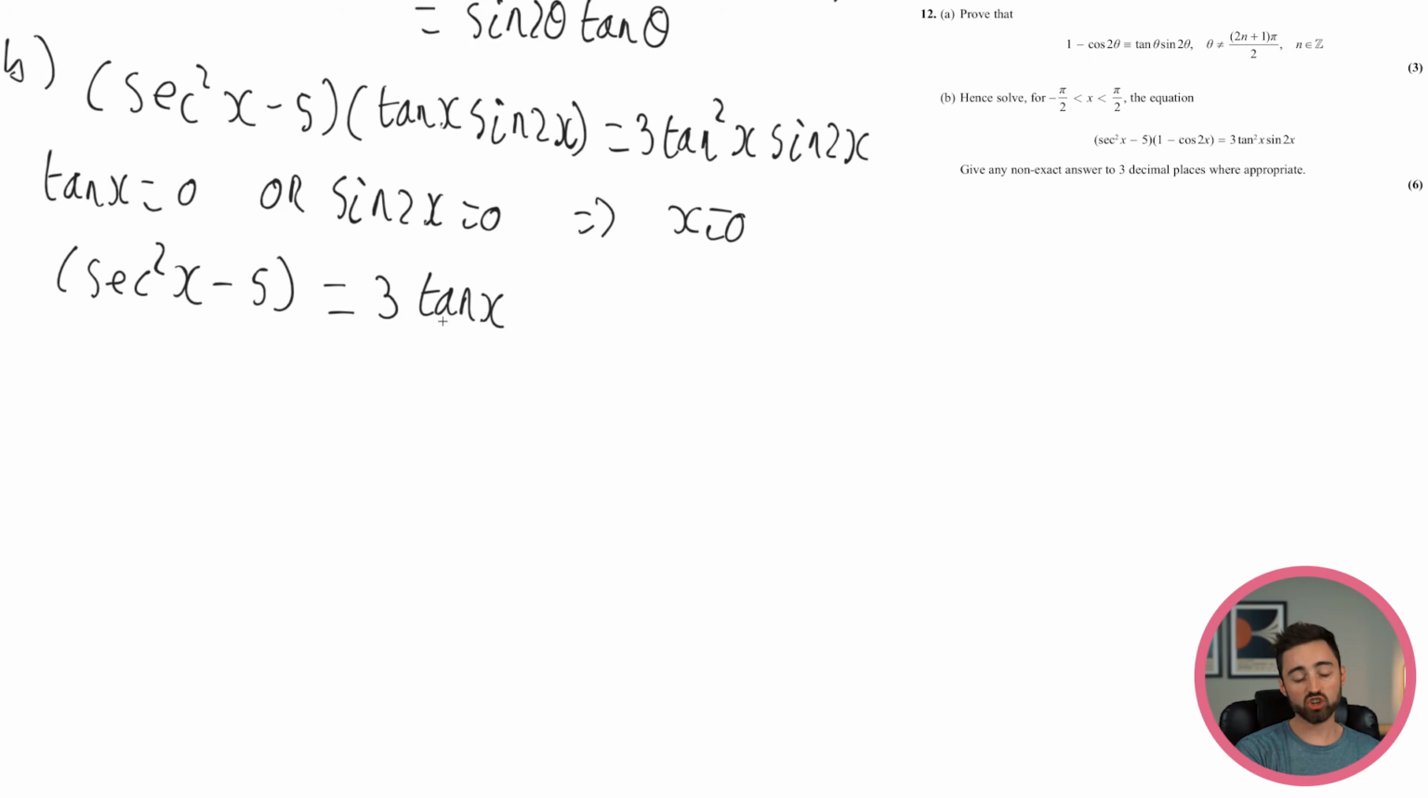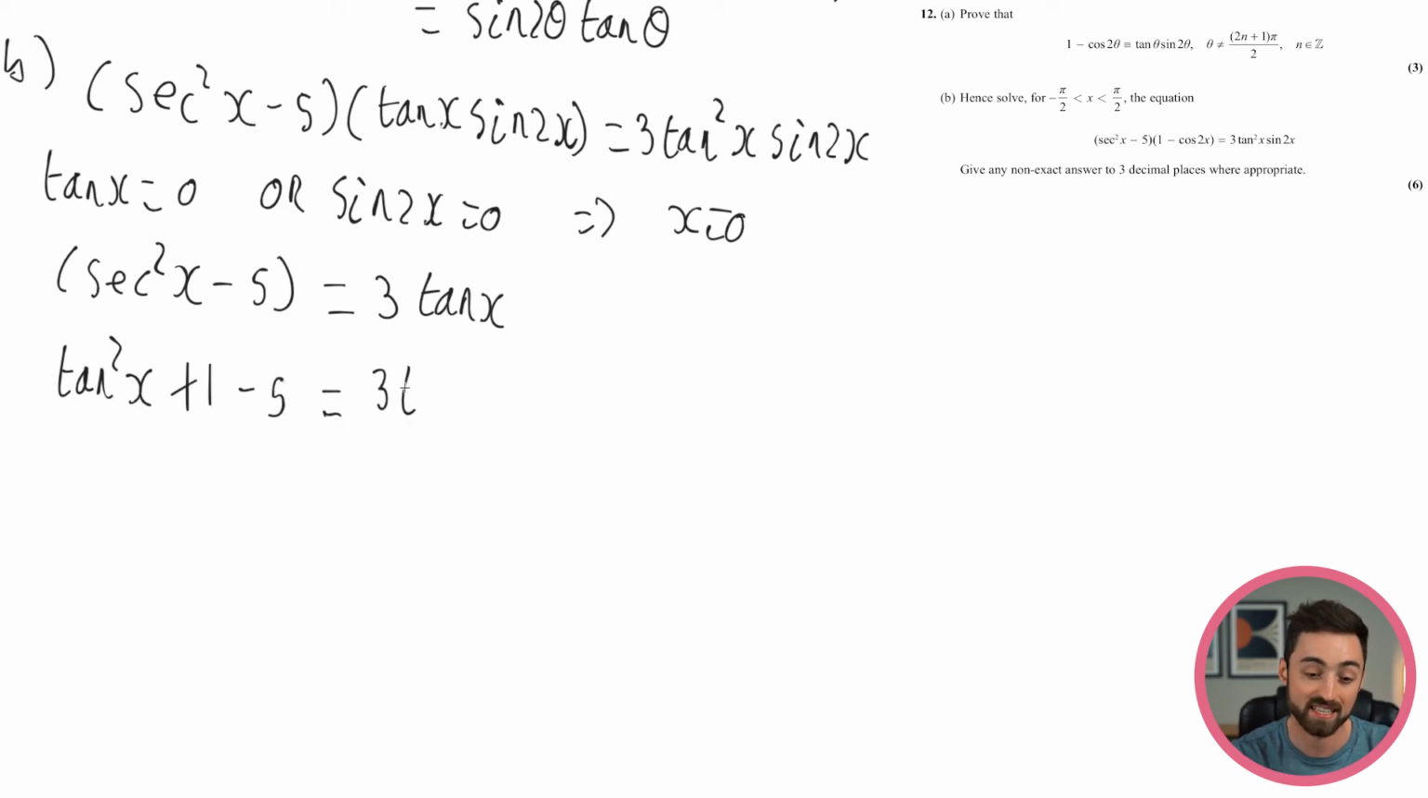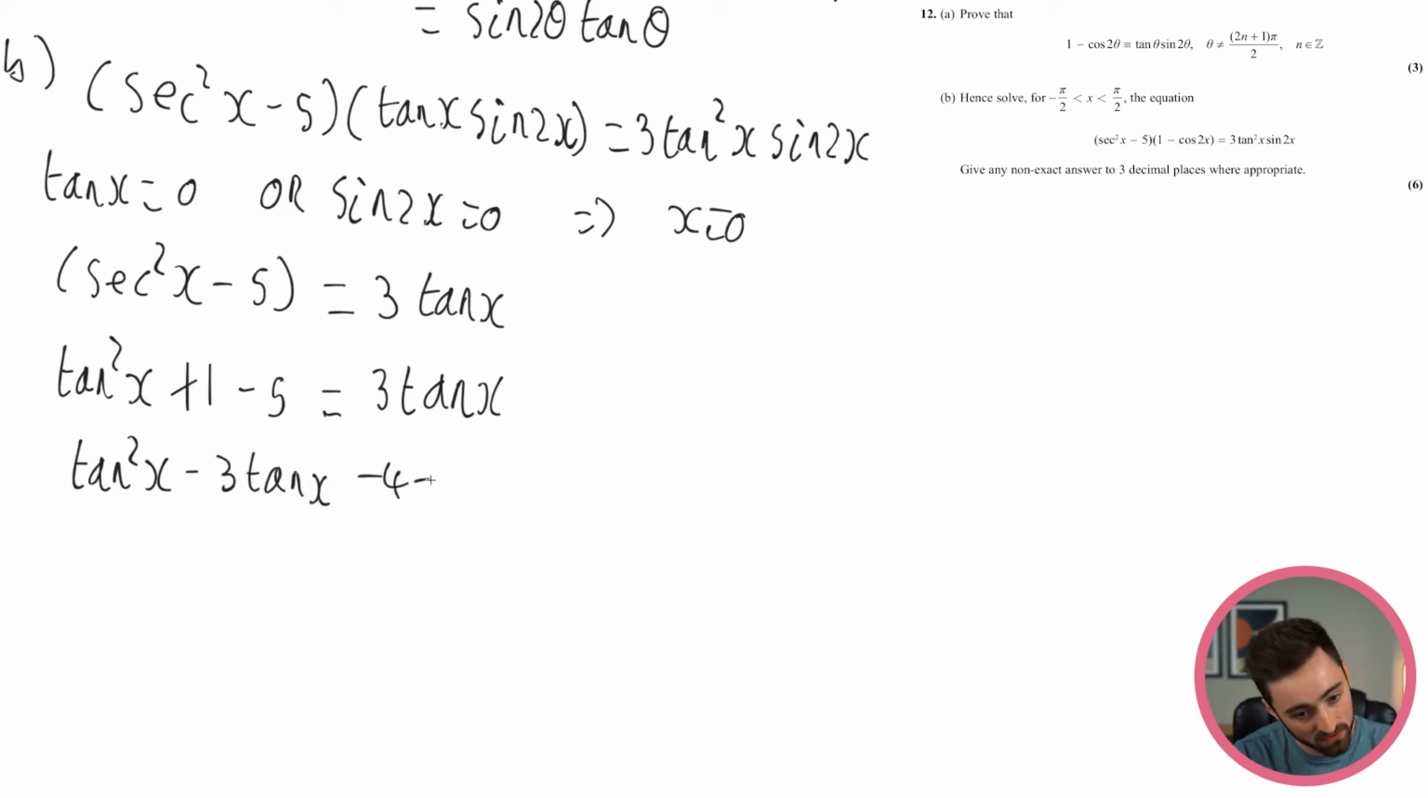Fantastic. So what can I do here? I've kind of got something quadratic, but I've got a sec squared and I need it in terms of tan, don't I? But luckily, this is an identity. So sec squared is the same as tan squared plus 1. So I would get the following: tan squared x plus 1 minus 5 equals 3 tan x. This is good because, yeah, it's quadratic and a bit horrible, but the only trig function I have here is tan. So this is solvable. Get it all onto one side, okay? So tan squared x minus 3 tan x minus 4 is equal to 0.